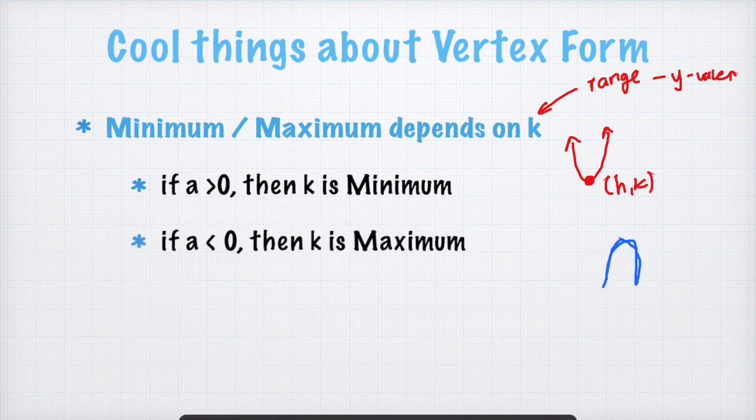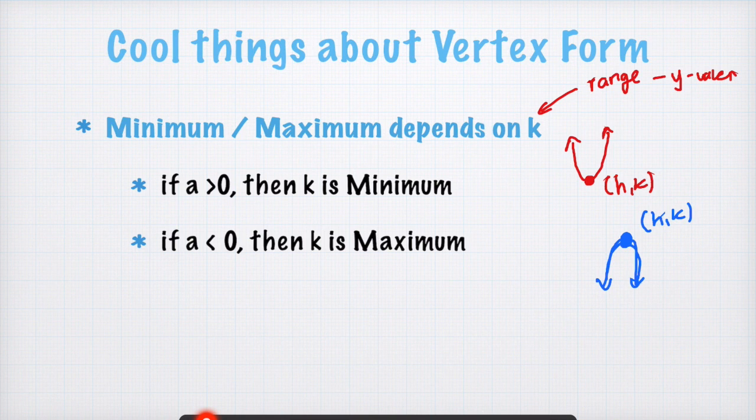Now if a is negative, we have a concave down equation or function, and our vertex is still going to be at h comma k, but you'll notice that it's going down. So we have a top. This is the maximum value we can ever get to. And toward negative infinity, we can get really close, but we're never going to get there. So we're not going to have a minimum.